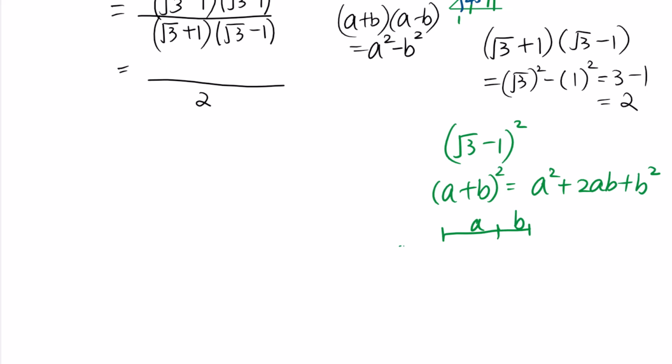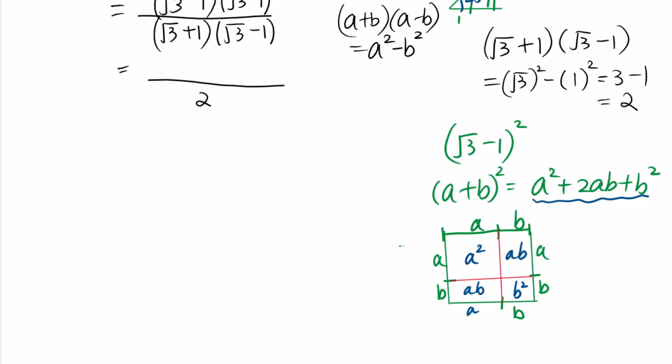Construct this square. This is a square with a plus b as the side. We can figure out this is a squared, this is b squared, this is ab, and this is ab. So we get a squared plus 2ab plus b squared.